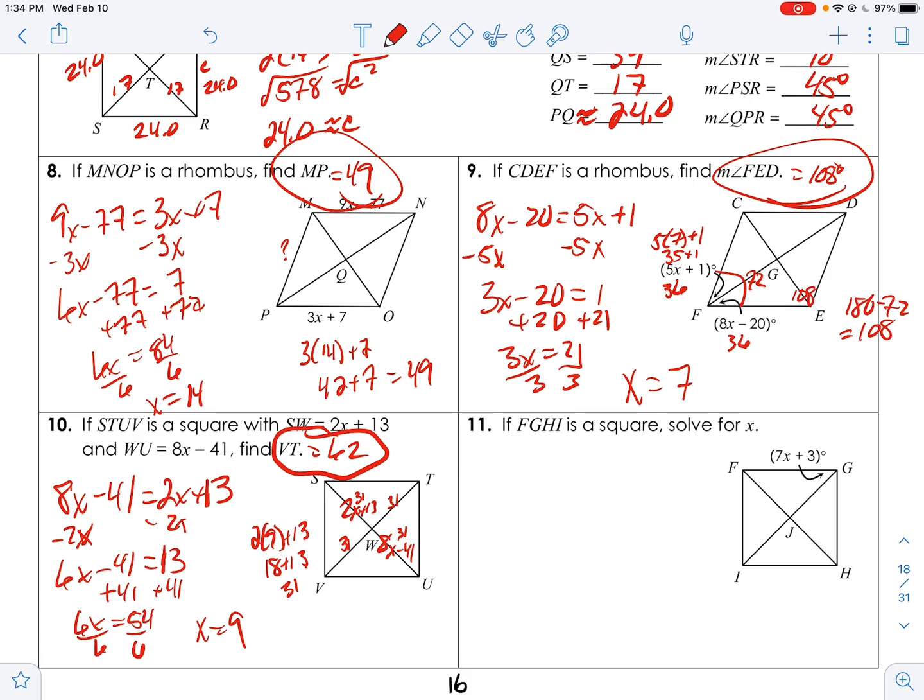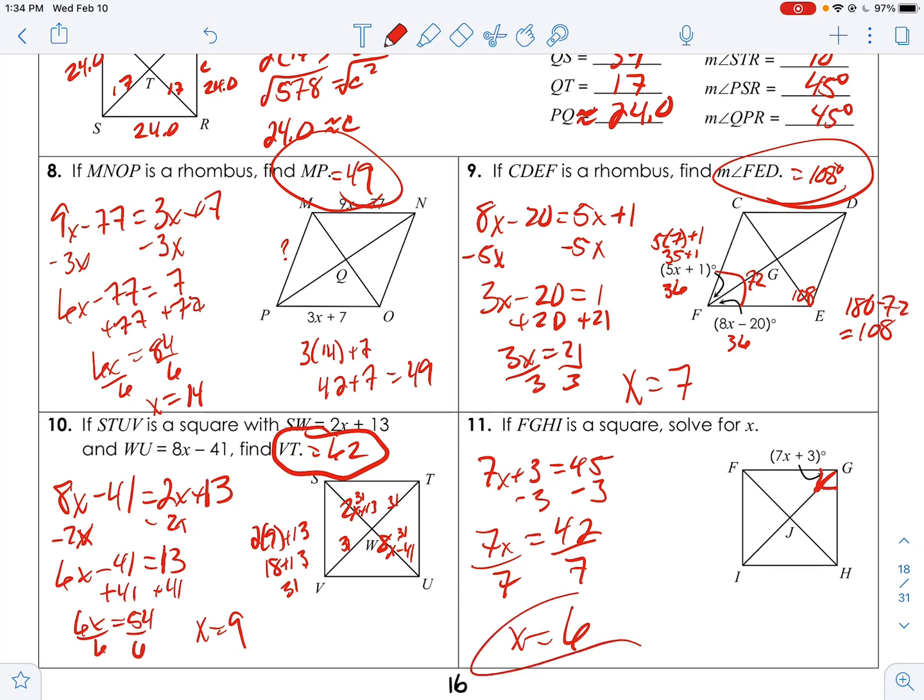All right. Solve for x. Oh, all we got to do is find x. So that's cool. Well, I know that that little corner is a 90, and I know that that's half a 90, which is 45, so 7x plus 3 equals 45 degrees. Minus 3, 7x equals 42, divide by 7, x equals 6. Solve for x. I did. Bing, bang, boom. That's all there is to it.